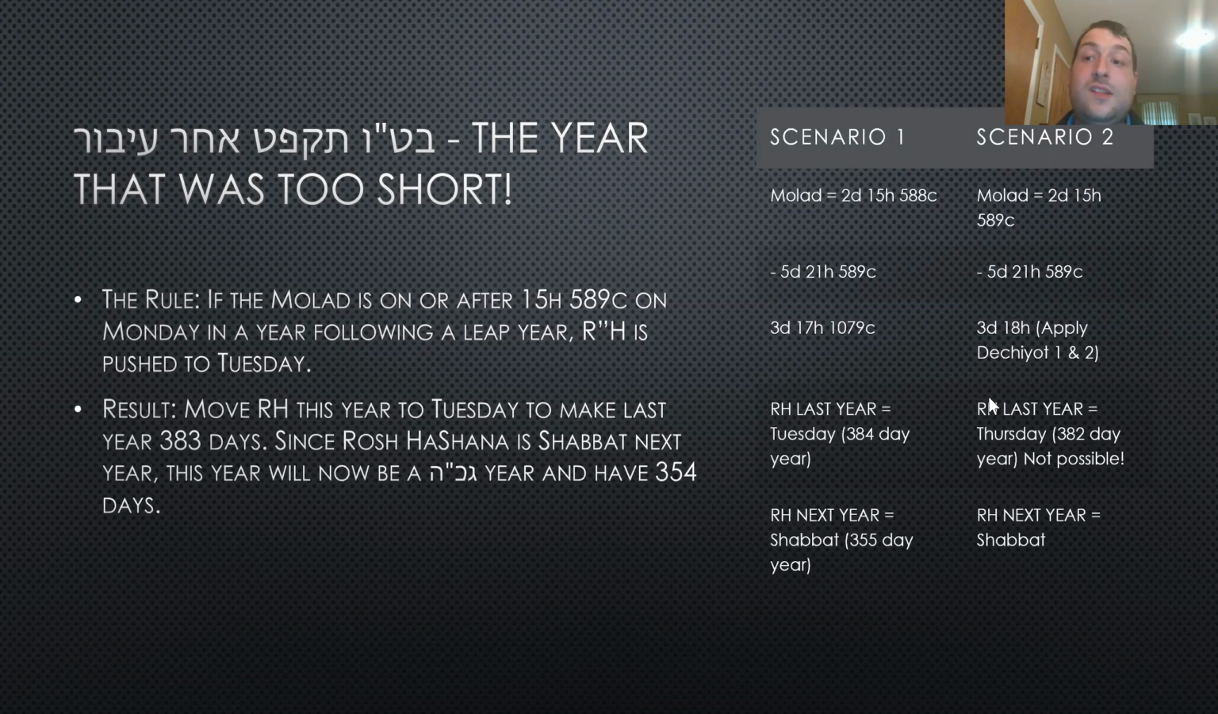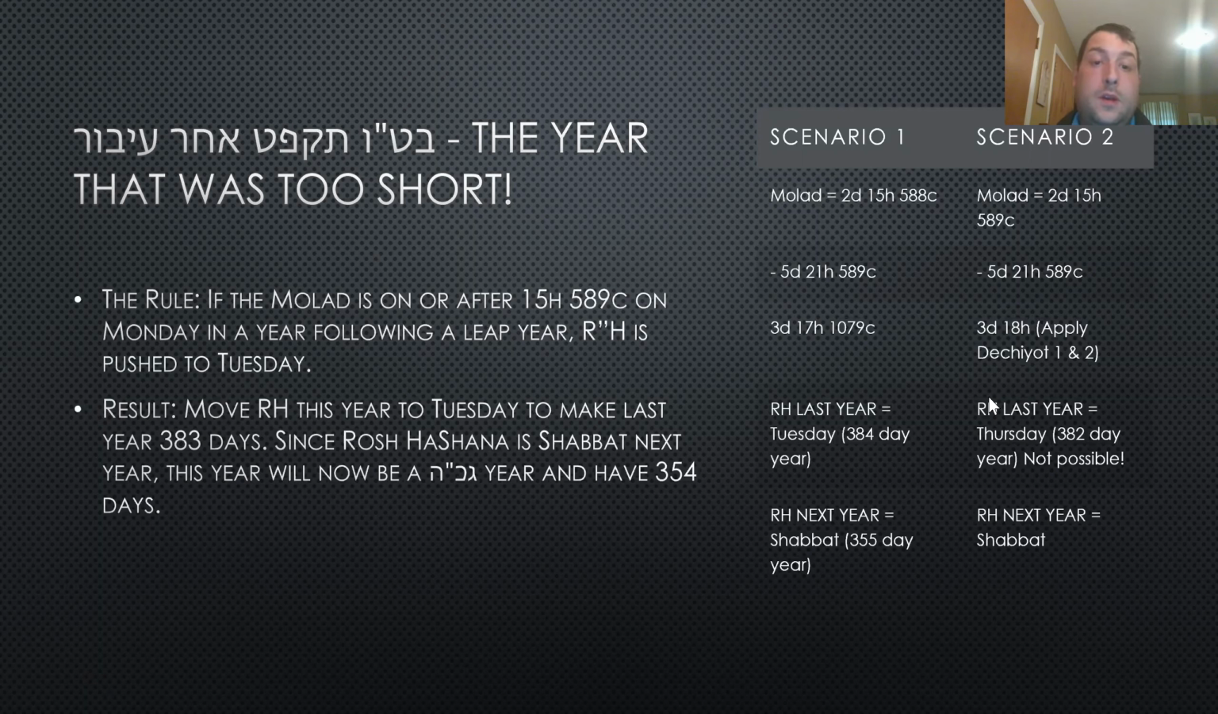What the result is that's too short of a day, too short of a year. That's only 382 days, which is not possible. Next year is still not a problem, but this year is making last year too short. And therefore, we have this rule which says that we push this year's Rosh Hashanah off until Thursday because of Lo Adu Rosh. And therefore, this year and next year will both be Cheserim year, but it will work.